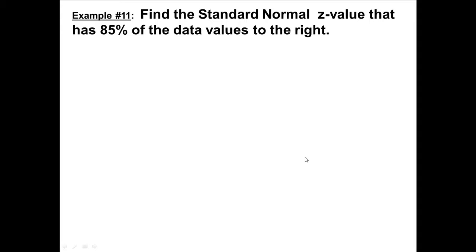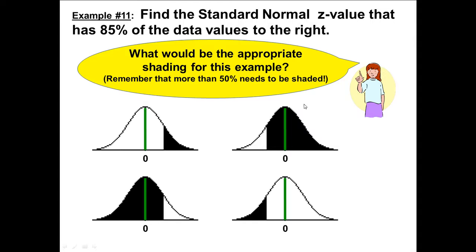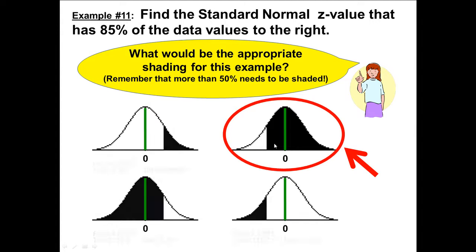Okay, our next example. Let's find the standard normal z-value that has 85% of the data values to the right. Okay, it's obviously one of these two because it's 85% on this side. So it's not this one or this one. So this is not greater than 50%. So the only one that's left is this one.